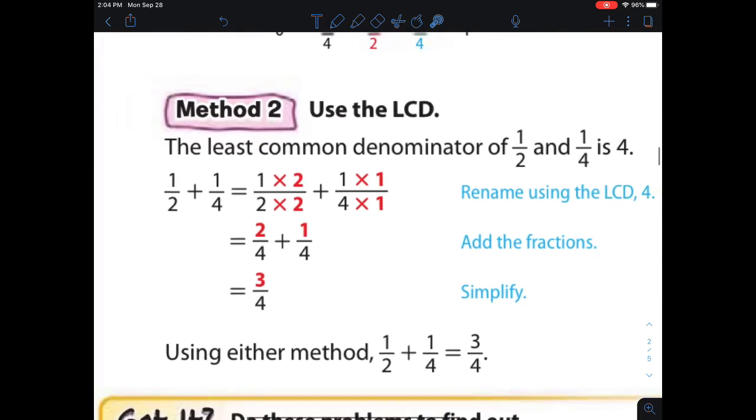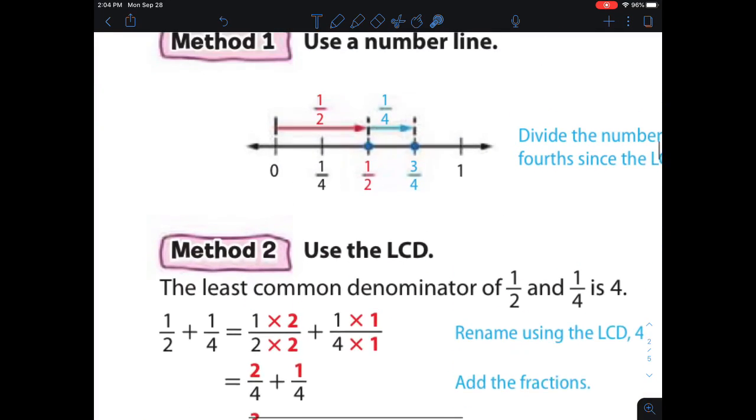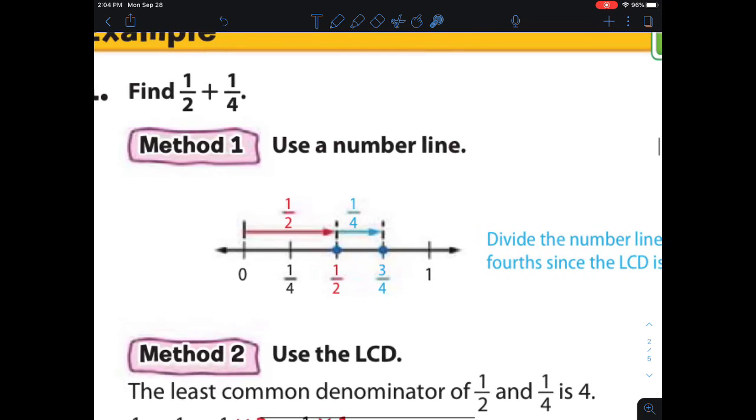In method number 2, we use the least common denominator, so we find the LCD of 1/2 and 1/4, or the least common multiple of 2 and 4. And the least common multiple is 4. Because if I have 2 and I have 4, and I find the multiples of 2: 2, 4, 6, 8, and so on, and the multiples of 4: 4, 8, 12, and so on. And if you notice, 4 is the least common denominator, and that's the reason why you get 4.